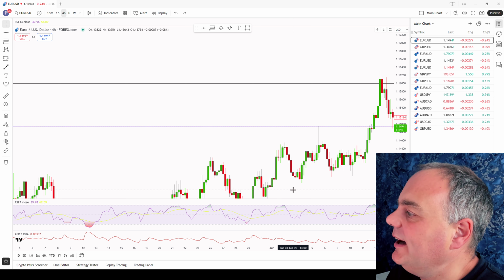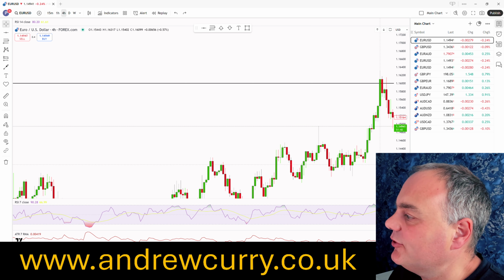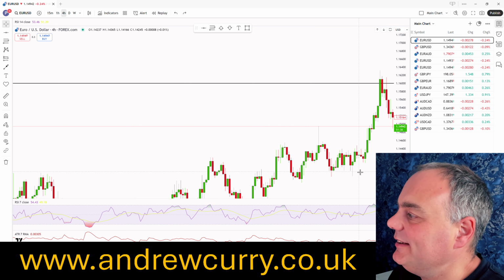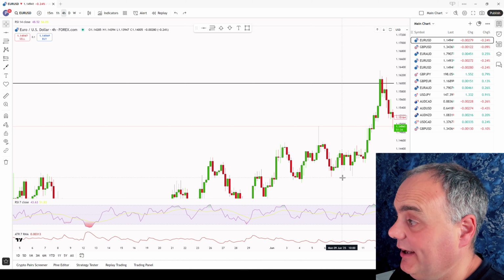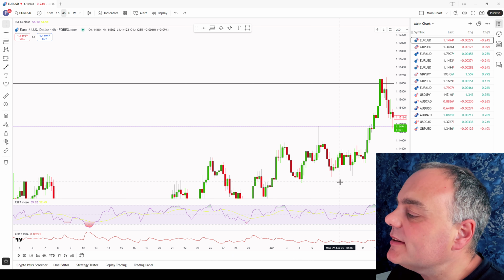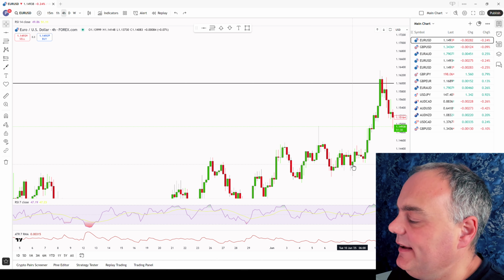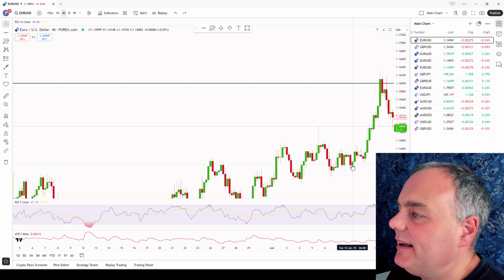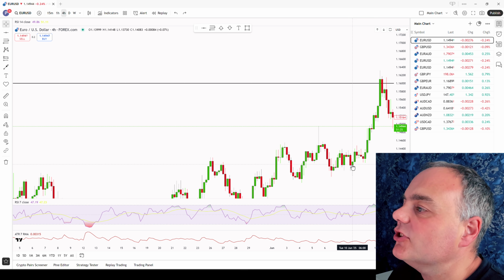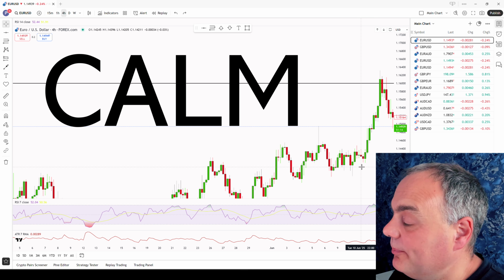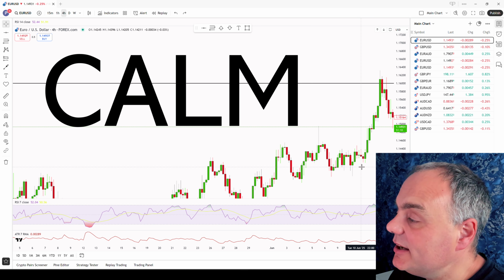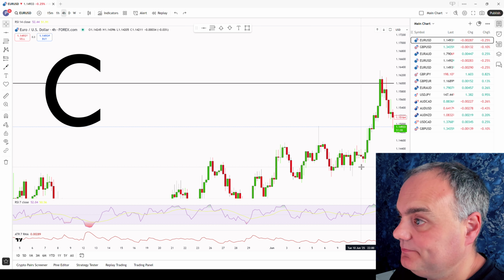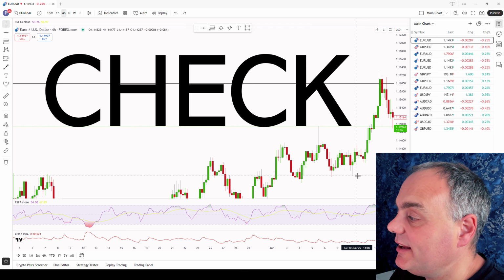So I want to have a look at a recent trade on the Euro USD. Okay, and I've just moved the candles to the right so we can simulate what it would be like to look at this in real time by moving the chart across a bar at a time. So in order to simplify this, what I want to keep in mind is a 4-letter acronym, and that is CALM. Keep calm and take this one piece at a time. Okay, so C, check what the market is doing.